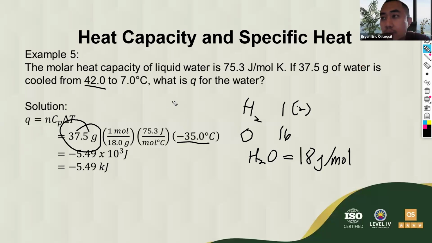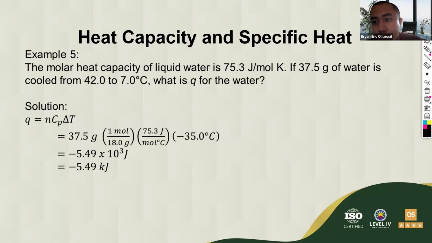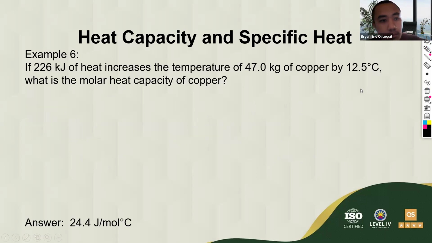Or in terms of an equation, you have the final temperature minus the initial temperature. And in our problem, the final temperature is 7 and the initial temperature is 42. That's why we have 7 minus 42, negative 35. Okay, so I hope this is clear. If it's not clear, just reply. Okay, let's proceed.